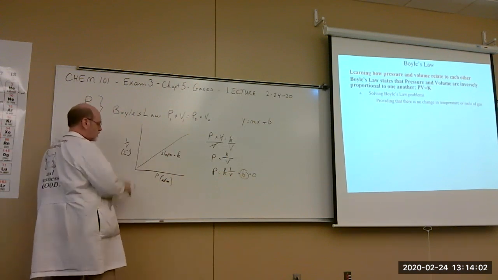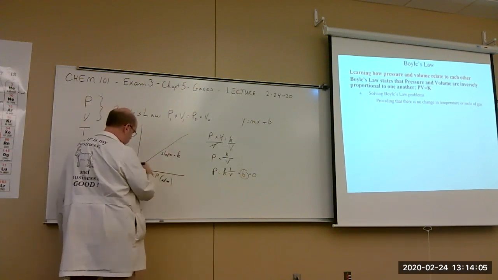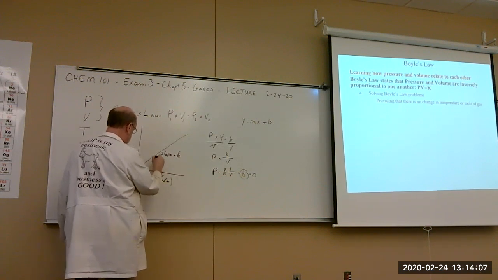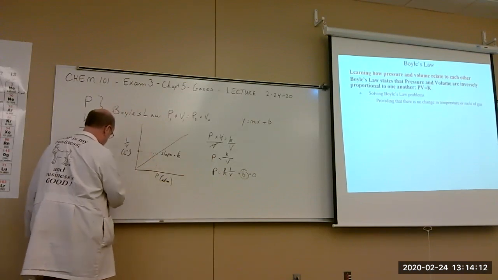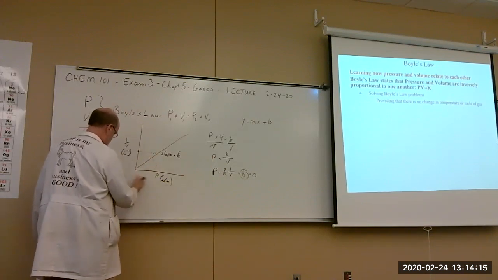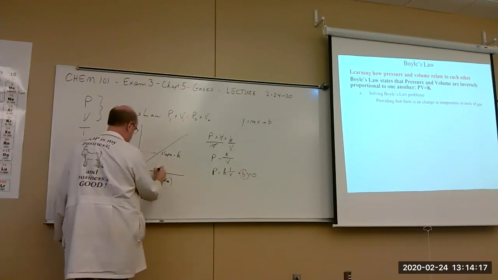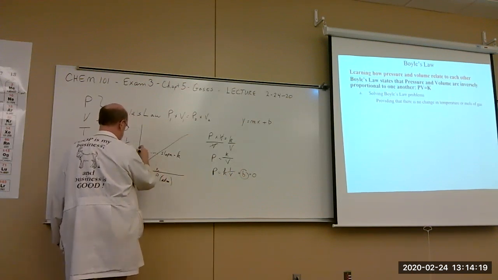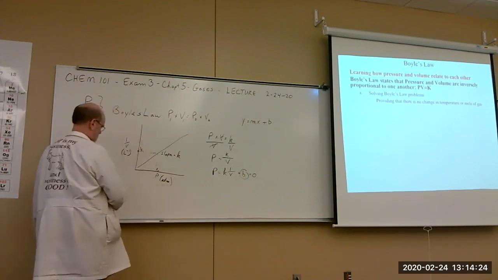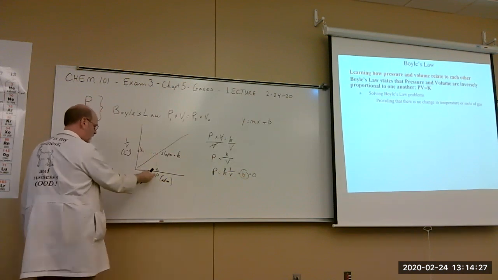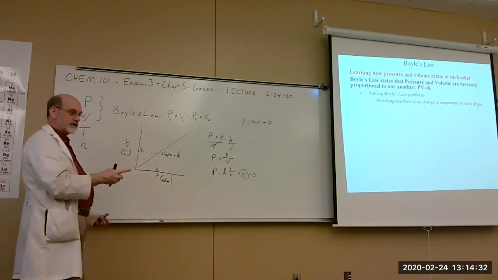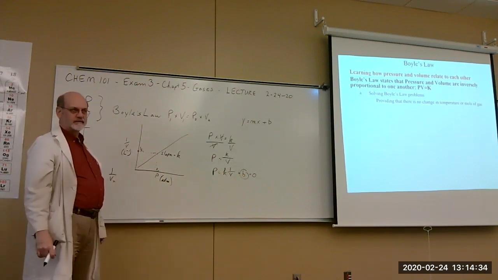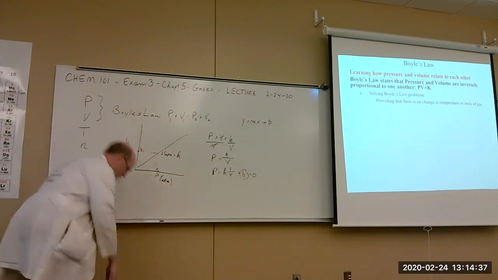Once you get your straight line drawn, you can pick any pressure in here where it meets, come over here. So there you have that 1 over V. So this is V2, and this is 1 over V2. Now at that pressure, you can find out what your 1 over V2 is, and then you just take the inverse of it, and that gives you the volume. Okay. That's Boyle's Law.